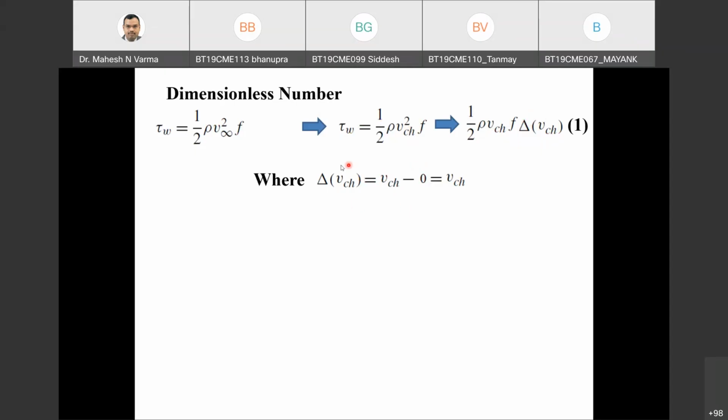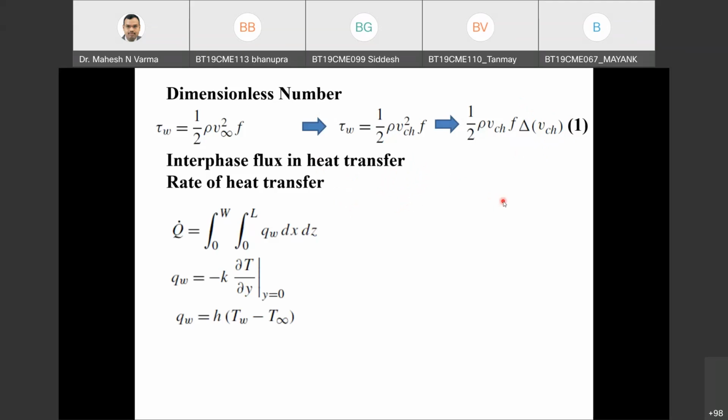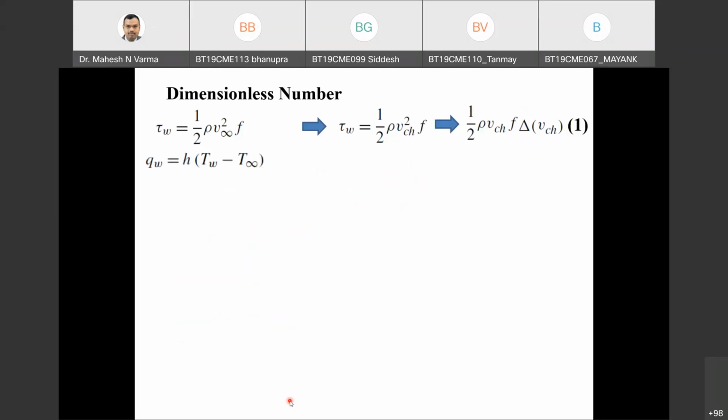At no slip boundary condition, delta VCH will be equal to VCH, and this is just a rearrangement. Similarly, we were discussing interface flux in heat transfer, where we got Newton's law of viscosity.